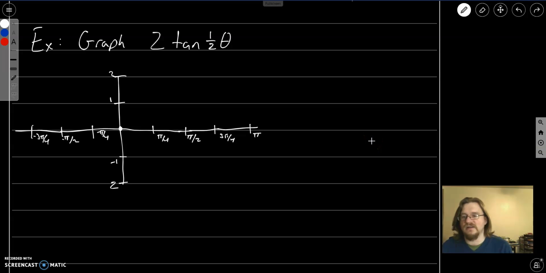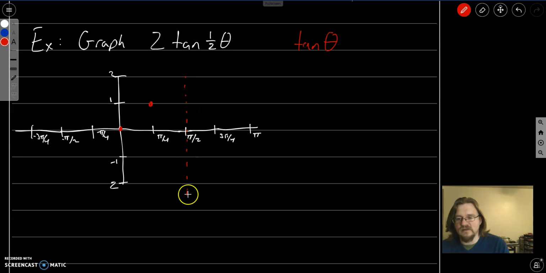Hello and welcome back. At the end of last video, we're going to start looking at the function 2 tangent 1/2 theta. And to really graph this, I want to start by graphing the function tangent of theta, and then we'll compare them. So tangent of theta will cross 0 at 0, 1 at pi fourths, and then shoot off to infinity by the time it reaches pi halves.